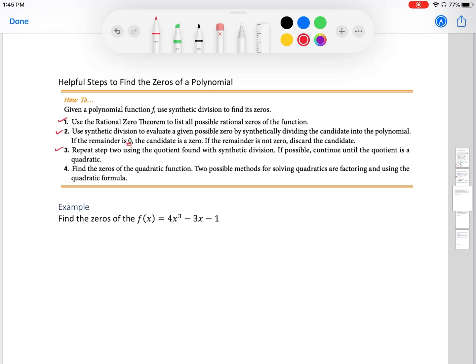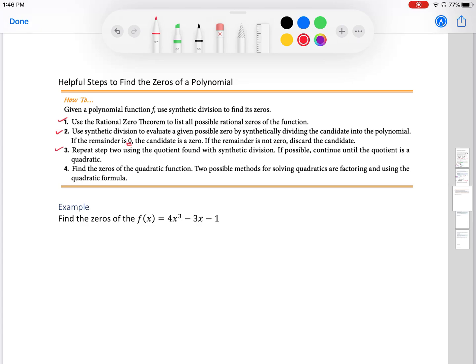Third, repeat step 2 using the quotient found in synthetic division. If possible, continue until the quotient is a quadratic, so something squared. That's the goal. And fourth, find the zeros of the quadratic function. Two possible methods for solving quadratics are factoring and using the quadratic formula.